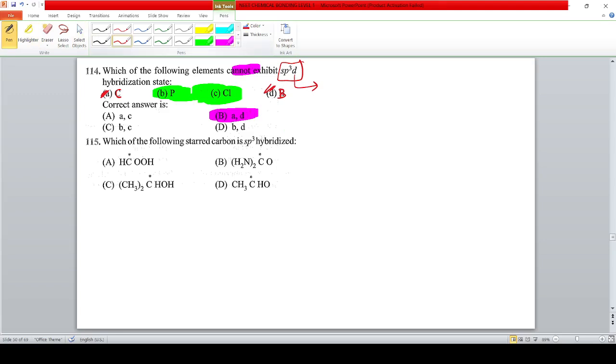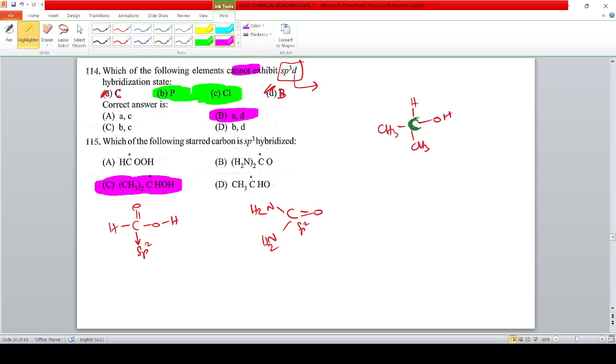115. Which of the following starred carbon is sp3 hybridized? Look here. First one, HCOOH. On looking itself, we can easily say it is sp2. Second one, NH2, NH2. You can easily say it is sp2. Third one, CH3, CH3, HOH. It is sp3, so carbon is having 4 sigma bonds, sp3. So the answer for the question is option C.